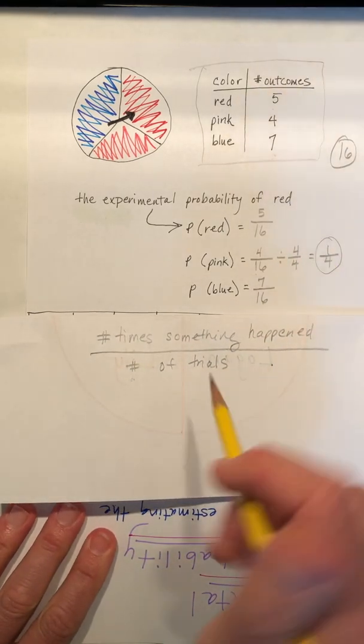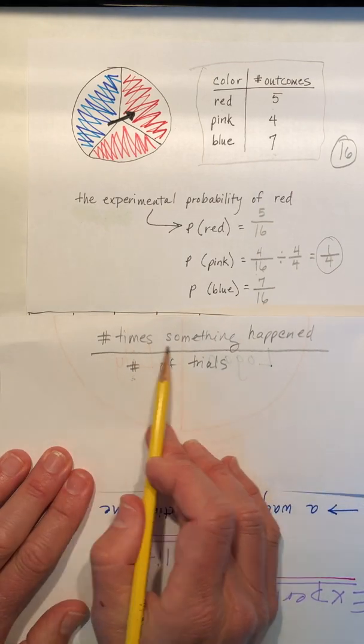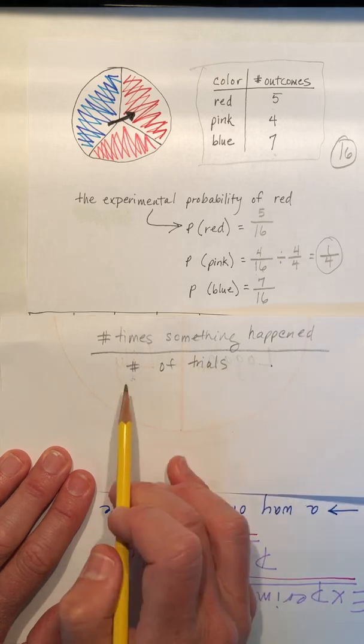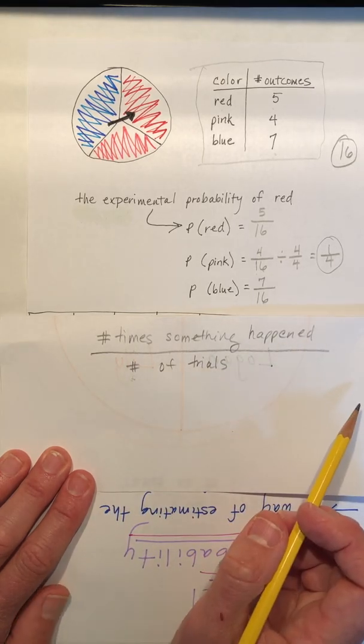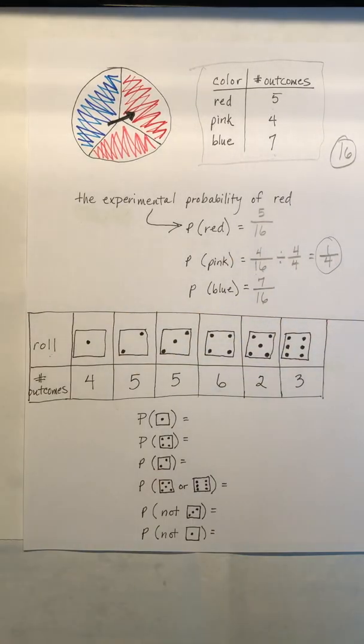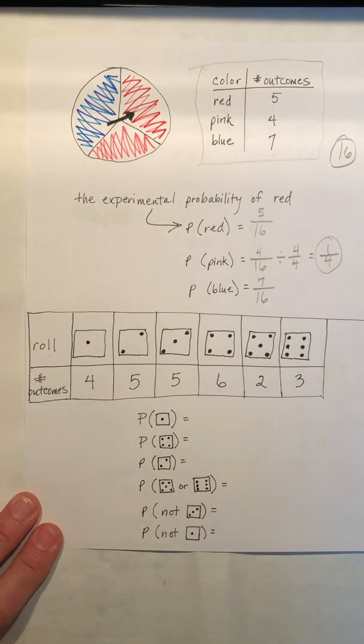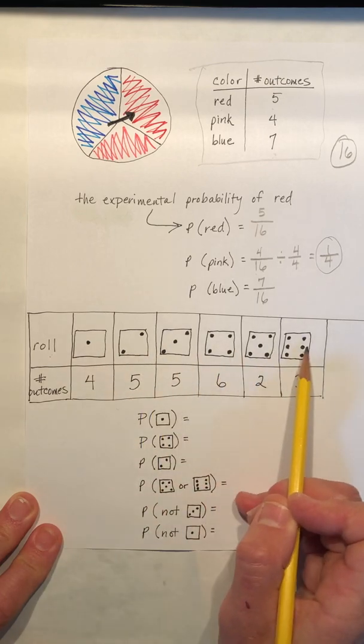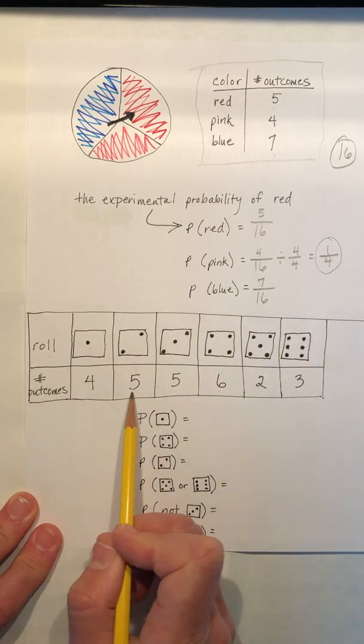The experimental probability is the number of times something happened, that's our numerator, over the number of trials. So let's go back to our dice chart. Before we can really go any further, we need to know what's the total number of trials. Where do we get that information? Are we adding up these numbers? Or are we adding up these numbers?